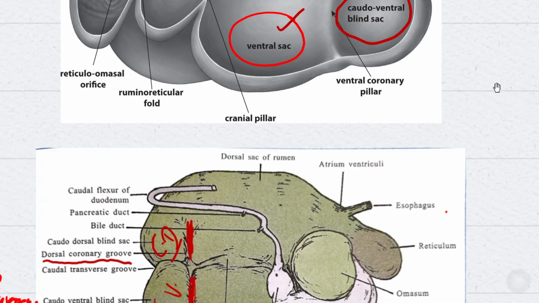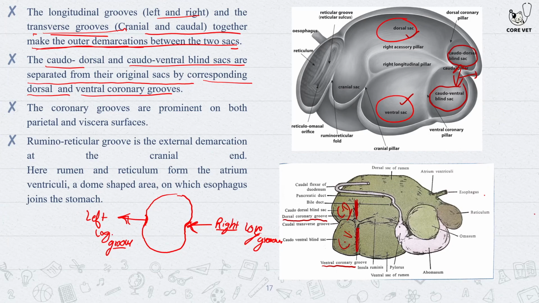We all know the parietal surface. What was the parietal surface? The parietal surface was the surface which is facing the left abdominal wall, right? The visceral surface was the one which is facing the viscera. So it is not that the coronary groove is present on only one of the surfaces. No, it is present on both surfaces, right? The parietal surface bears the coronary grooves and the visceral surface also bears the coronary groove, right?